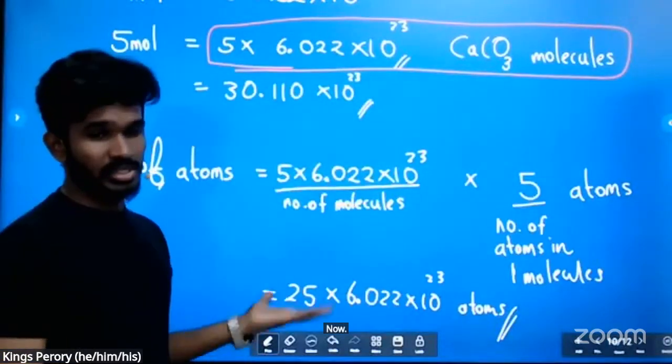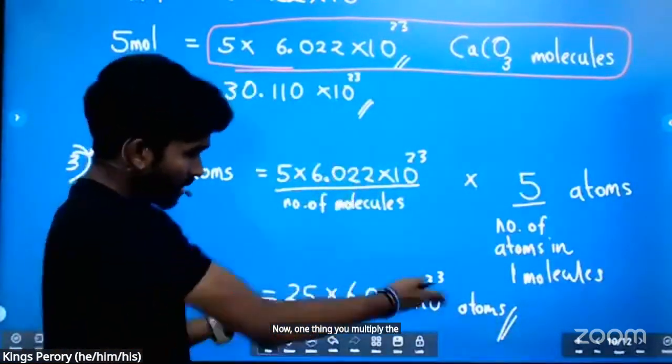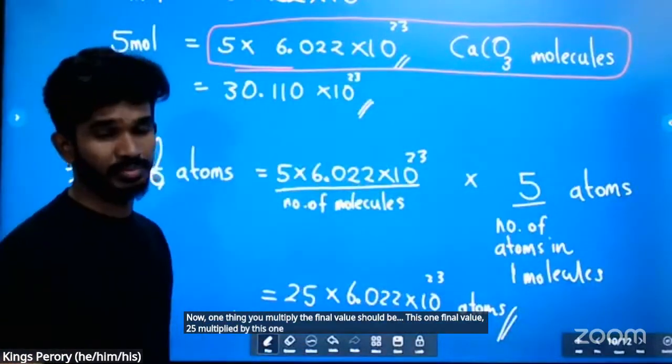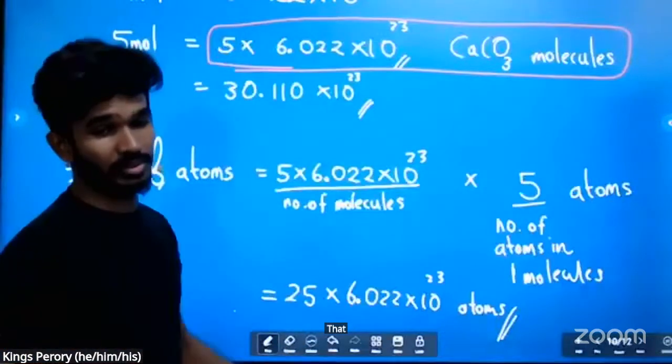Now, once you multiply, the final value should be this final value. Now 25 multiplied by this one will have a final value. That value and your value should tally.